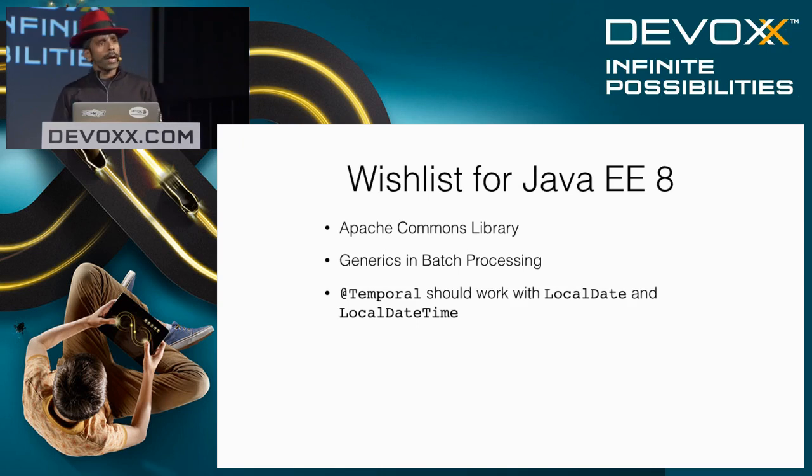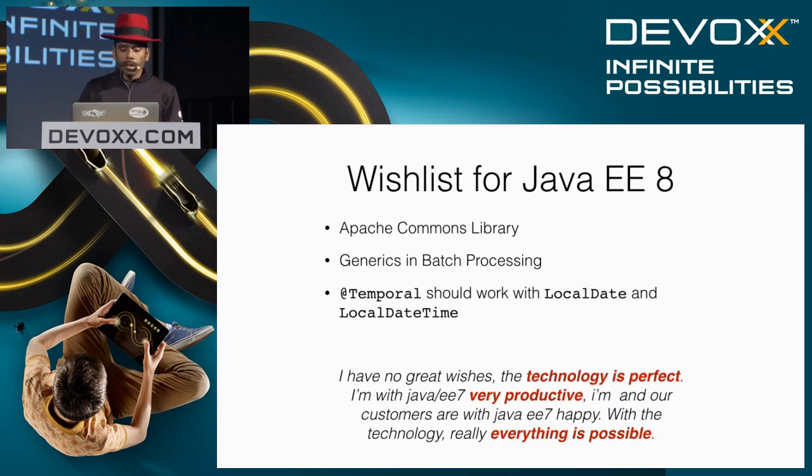There is a Temporal annotation that you can add to your JPA field, but that apparently doesn't work with LocalDate and LocalDateTime. That's a minor issue. Hopefully it will be fixed in JPA 2.2. And this is a quote again from Arun Gupta in terms of the technology. So he just totally enjoys it. He's probably the best evangelist that we have for Java EE 7. He's very, very productive with Java EE 7, and he really wants to change the world with Java EE 7. Wish him good luck.